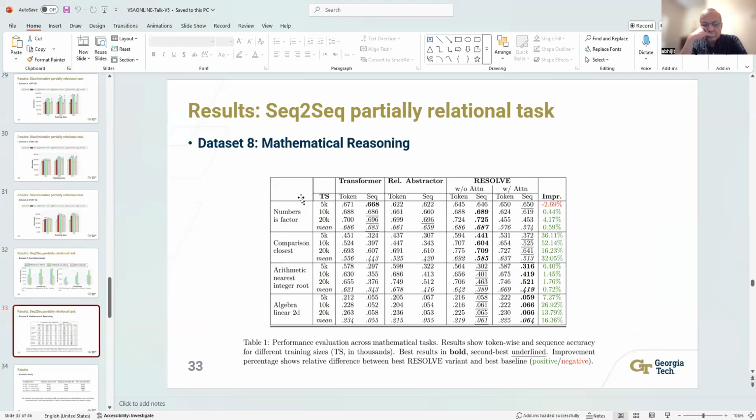So here we presented the result for the mathematical reasoning. And we have the token-wise accuracy and the full sequence accuracy for 4 kinds of problems: numbers is factor, comparison closest, arithmetic nearest root, and algebra 2D. And we also outperform the relational abstractor and the transformer.